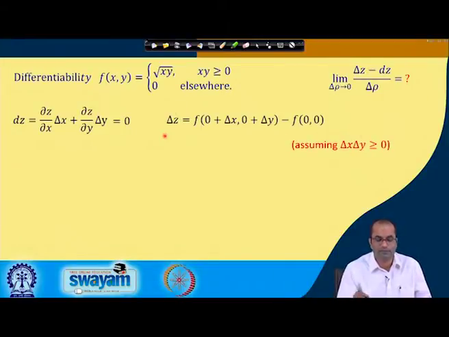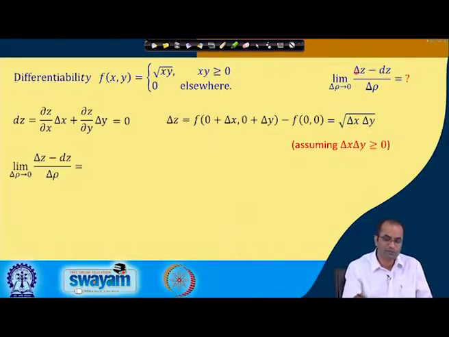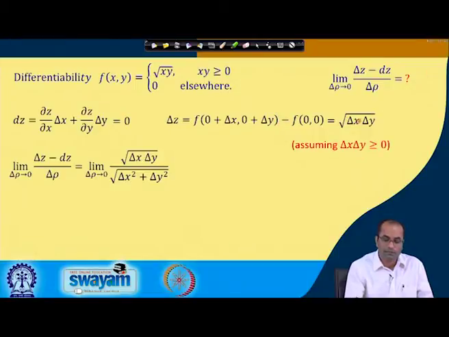So, we get this delta z as square root delta x and delta y. Now, this quotient here, delta z minus dz over delta rho: this delta z was square root x and square root x delta y, and this delta rho was the square root of delta x square plus delta y square here. And in this case, when we take this limit as delta rho goes to 0, we will observe that this limit does not exist, because if we take this path delta y is equal to delta x, for example here.